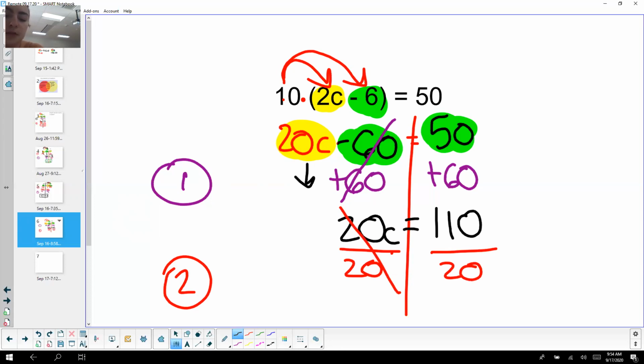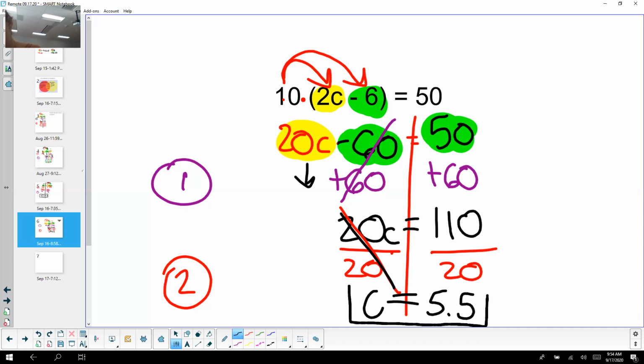And so 20 divided by 20 cancels. I'm left with c by itself equals, and then in your calculator, you can type in 110 divided by 20. And that's going to give me 5.5. And again, I like to be nice and neat and color code, and box in my answer just so I can stay organized.